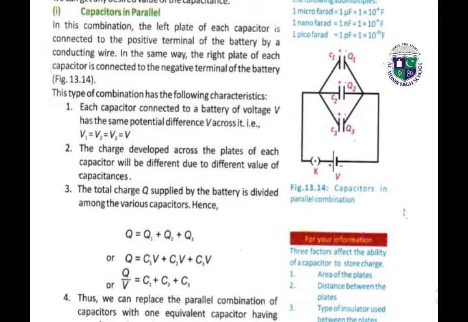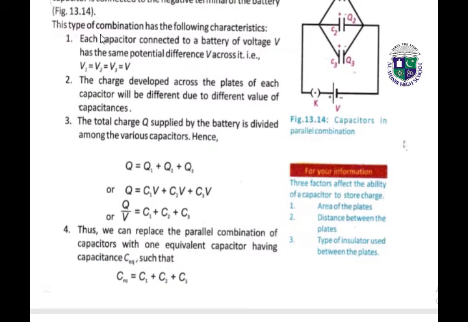Look at these characteristics. Number one, each capacitor connected to a battery of voltage V has the same potential difference V across it, which can be V1 equals V2 equals V3 equals V. Number two, the charge developed across the plates of each capacitor will be different due to different values of capacitances. Number three, the total charge Q supplied by the battery is divided among the various capacitors. So Q is equal to Q1 plus Q2 plus Q3.